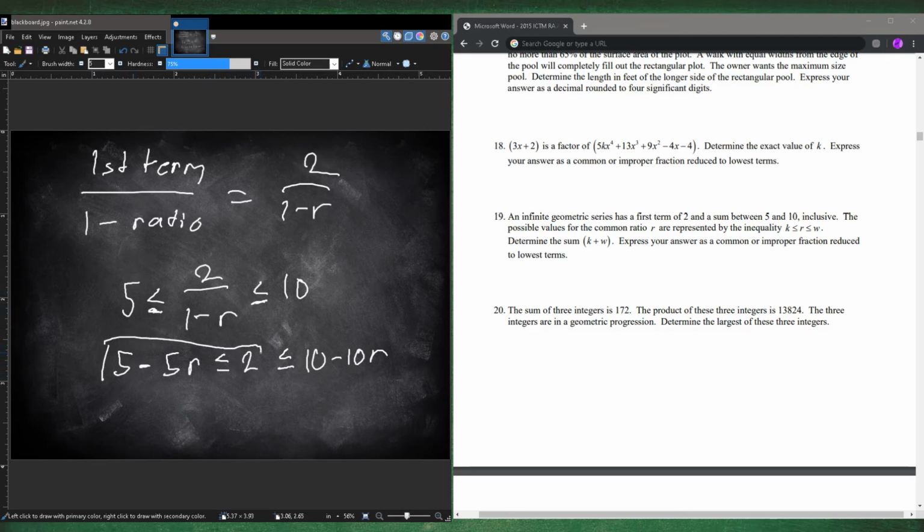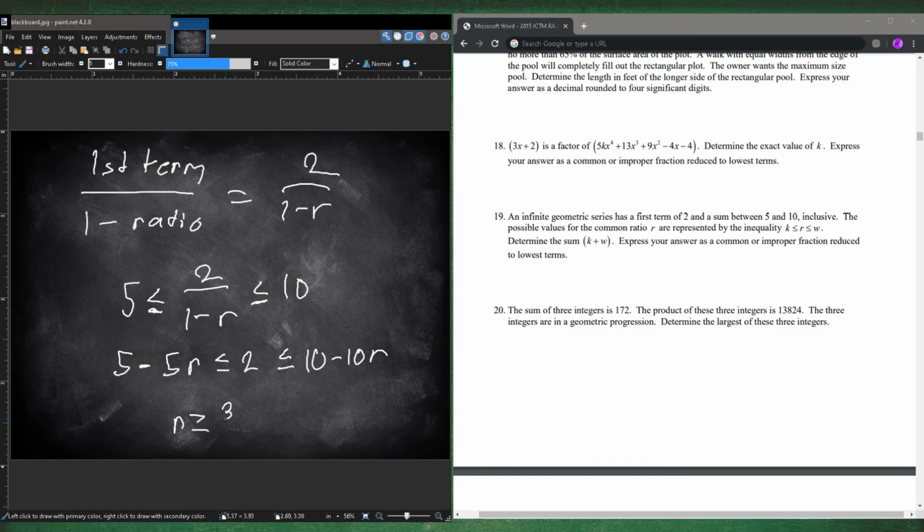So we could just focus on this inequality. So that means 3 has to be less than or equal to 5r. That means r has to be greater than or equal to 3 over 5. So r has to be greater than or equal to 3 over 5.